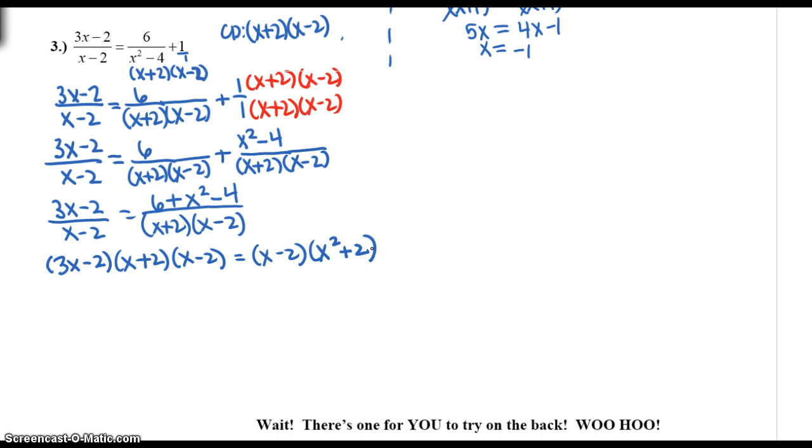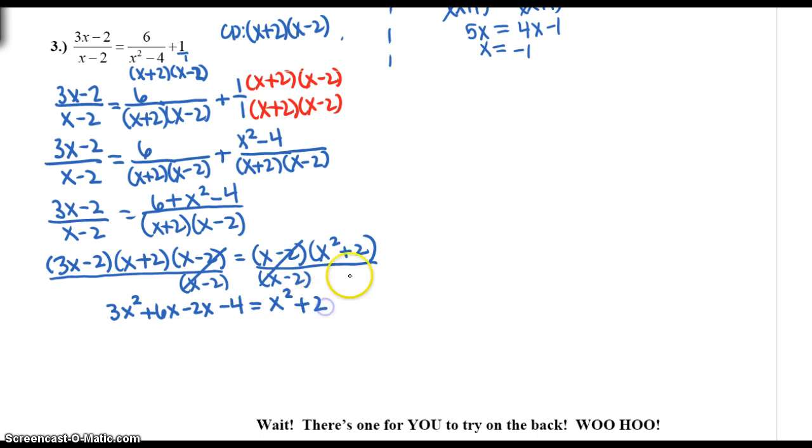Just like that. All right, so what are we going to do next here? Well, I would probably divide off my x minus 2 on both sides. Let's just get rid of him and not even worry about him at all. Goodbye. And then the next thing I would do is I would probably go ahead and distribute this out. And when you distribute it out, it's 3x squared plus 6x minus 2x minus 4 equals x squared plus 2.